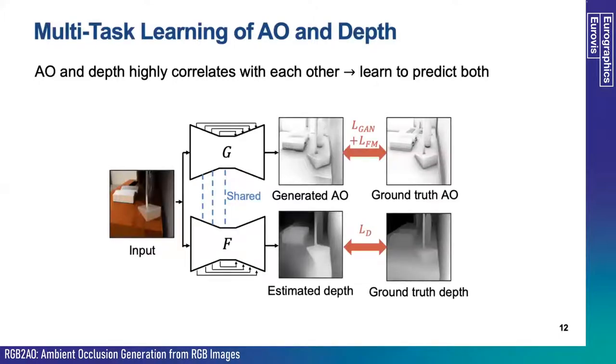This is an overview of our model. We have two CNNs, G and F, and they are encoder-decoder networks with skip connections. The upper half is similar to the baseline model. We propose another generator F for depth estimation, and we share the former part of the two networks to regularize the optimization.